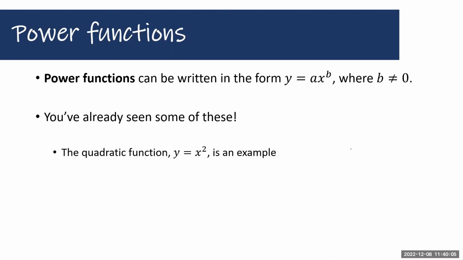Remember, if we have an exponent of 0, that x to the 0 would be 1, so we would have a constant, and it would kind of defeat the whole purpose of this discussion. So you're raising something to a power. You've actually already seen some of these, you just didn't call them power functions. What we've already seen in quadratic functions is an example, y equals x squared, right? In this case, a is 1 and b is 2.